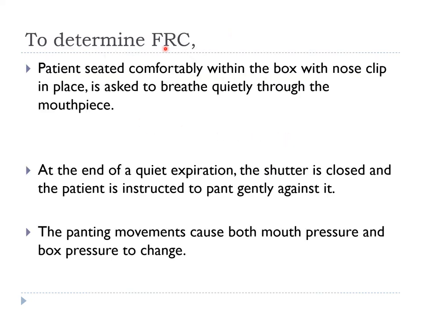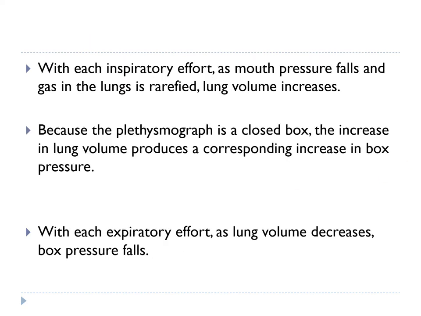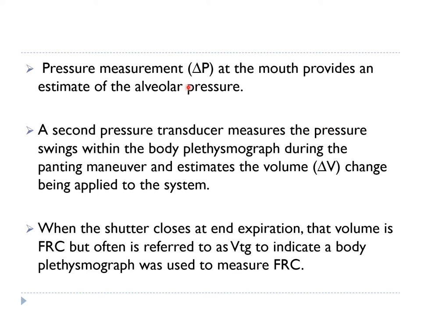So how do you determine FRC? The patient is seated comfortably in the box with a nose clip and asked to breathe quietly through the mouthpiece. At the end of quiet expiration, the shutter is closed and the patient is instructed to pant gently against it. The panting maneuver causes both mouth pressure and box pressure to change. Pressure measurement at the mouth provides an estimate of the alveolar pressure. A second pressure transducer measures the pressure swings within the body plethysmograph during the panting maneuver and estimates the volume change being applied to the system.